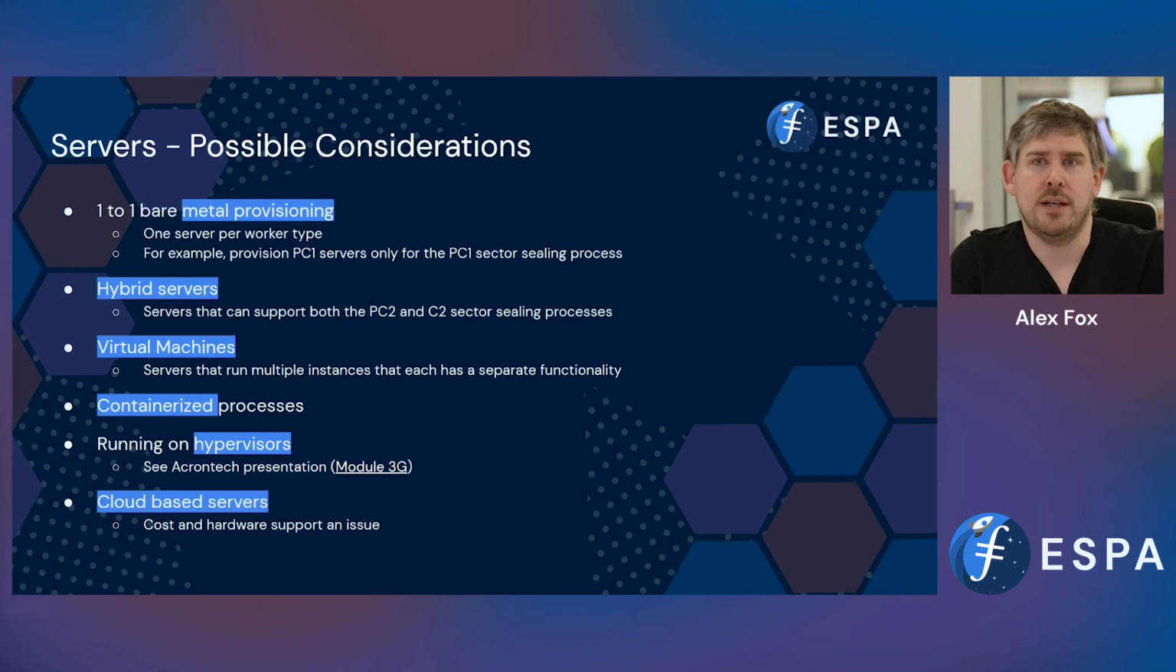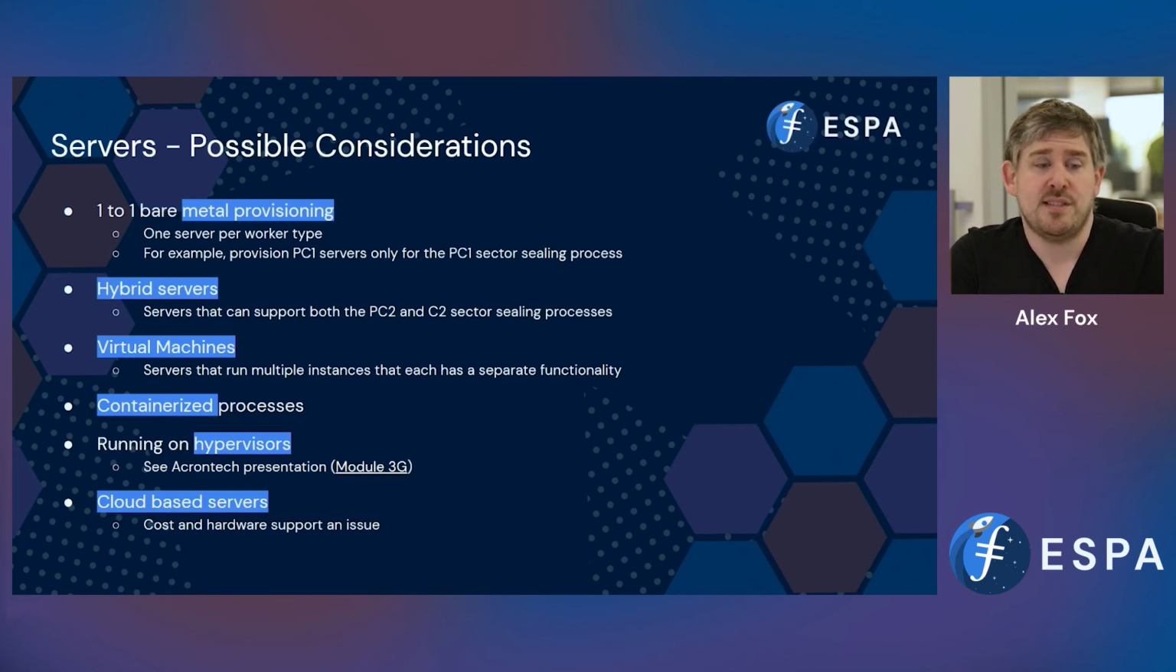It's common then that we combine PC2 and C2, the pre-commit 2 and commit 2 stages of the sealing, onto one machine, mainly because they both use a graphics card, so they can share that card. They can often run concurrently. We can run a PC2 while C2 is running.